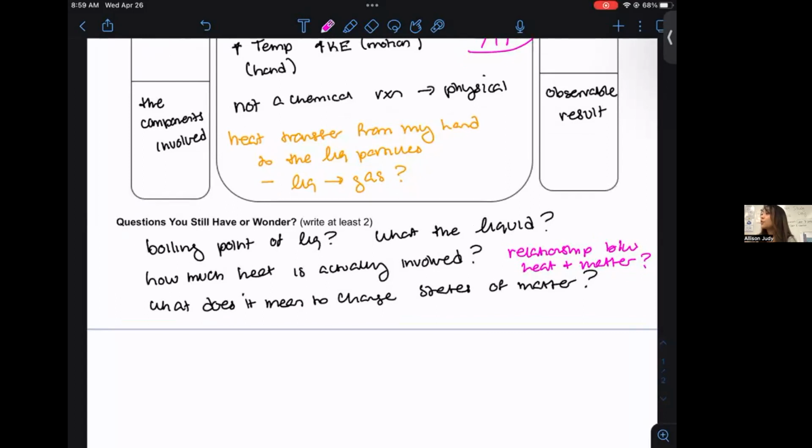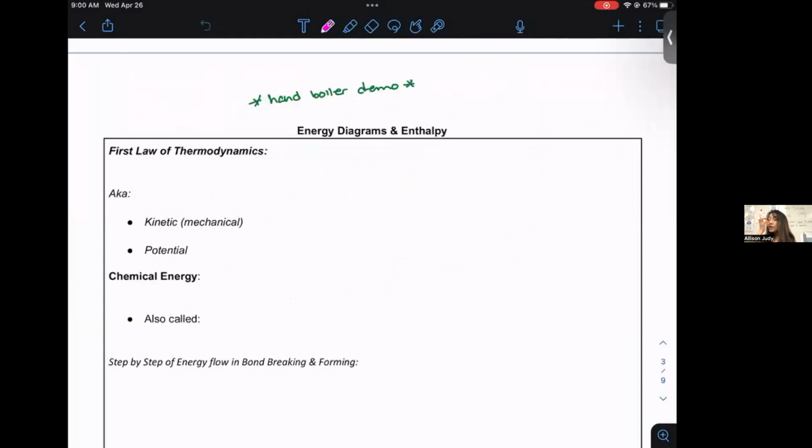Okay. So once you have this written down, let's switch back to unit 6 notes. We're going to start answering this question by introducing the heat of chemistry. The study of heat and energy in chemistry is known as thermodynamics.